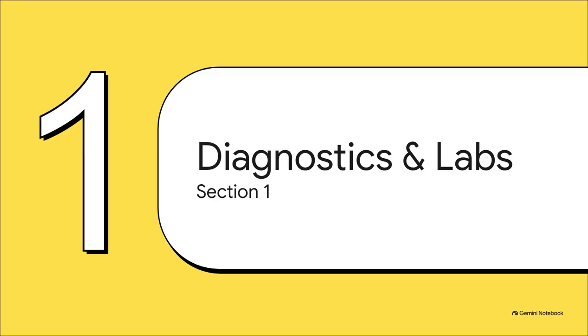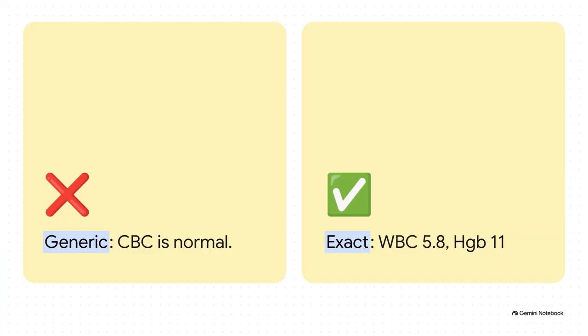All right, Section 1, Documenting Diagnostics and Labs. And this brilliantly illustrates one of the most common pitfalls we see out there. Just writing a generic statement like "CBC is normal" might be fast, sure, but it tells the reader absolutely nothing. Contrast that with the gold standard, actually documenting the specific values. You know, writing out WBC 5.8, hemoglobin 11, hematocrit 34.